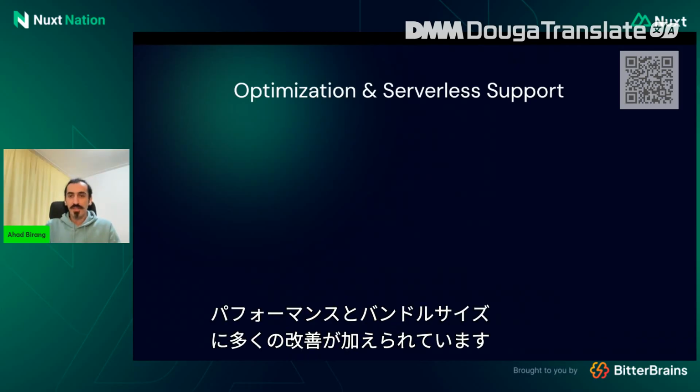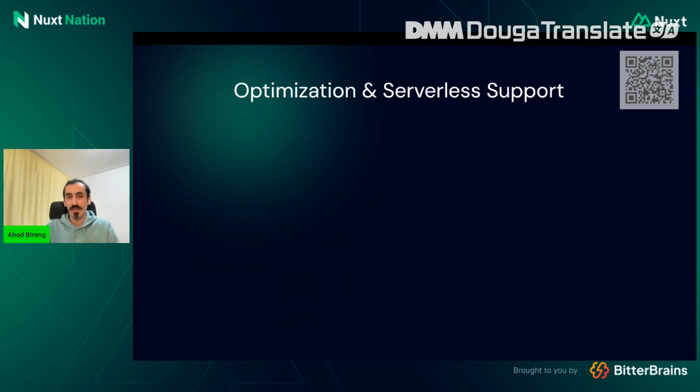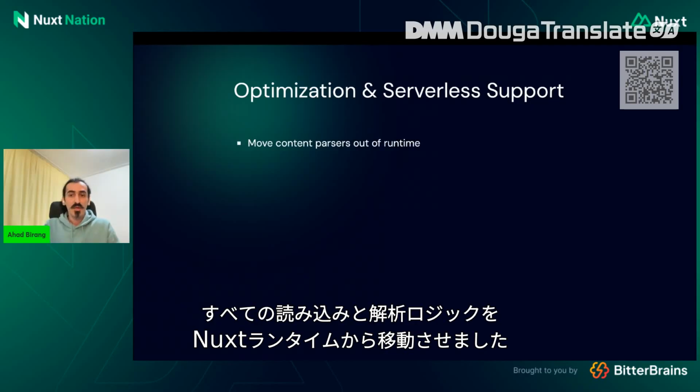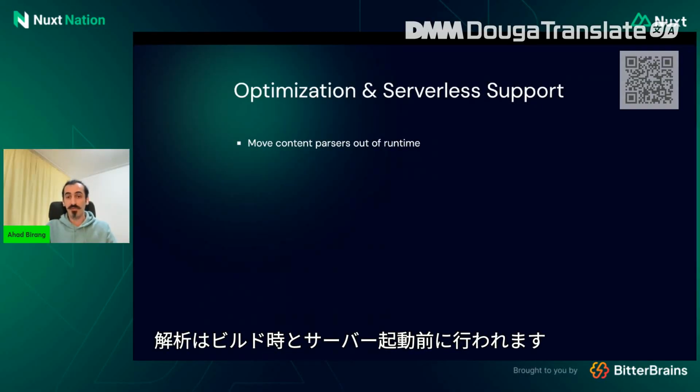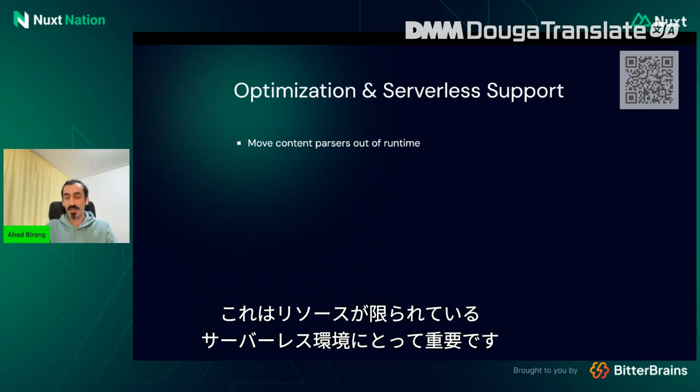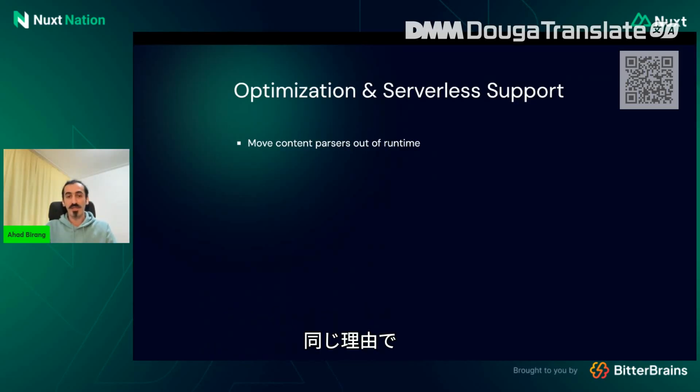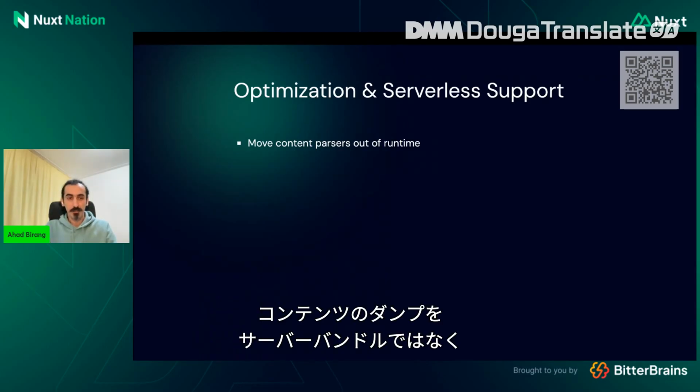Nuxt Content version 3 comes with lots of improvements in performance and bundle size. First, an important one: we moved all the reading and parsing logic out of the Nuxt runtime. The module now reads the files before starting the server, and the parsing happens at build time, before starting the server. This is important for the serverless environment since they have limited resources.